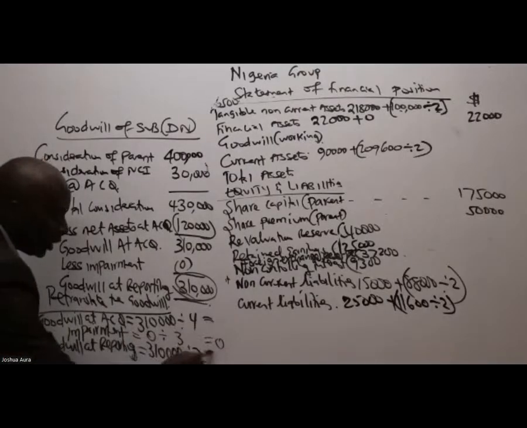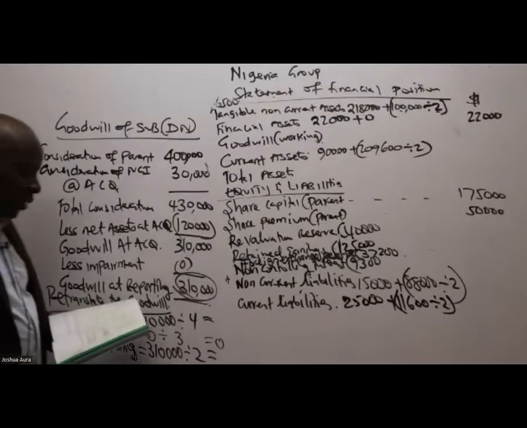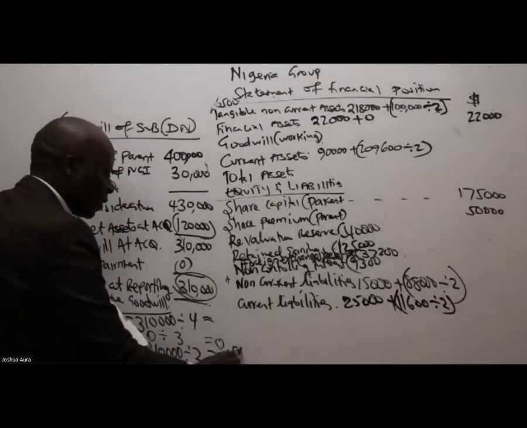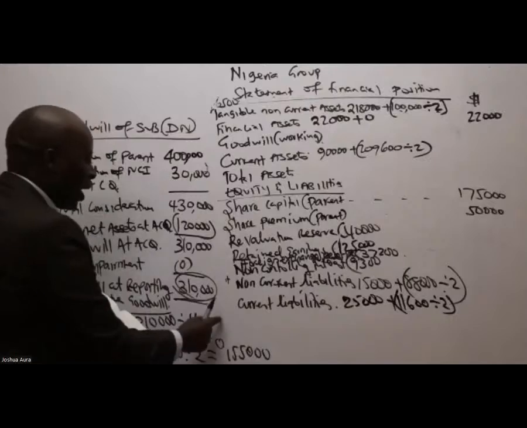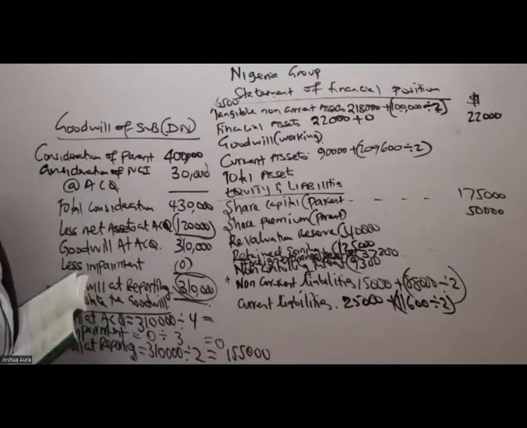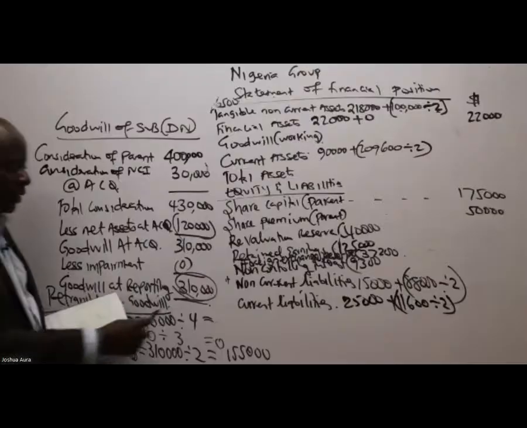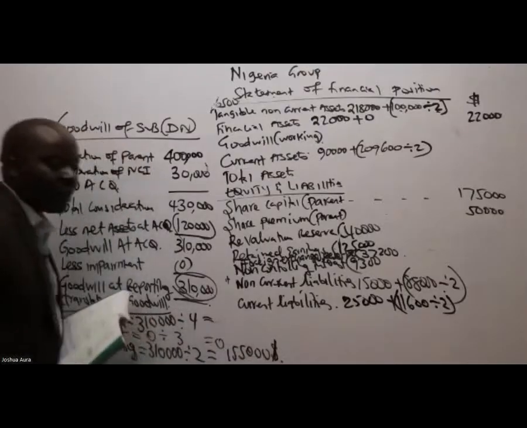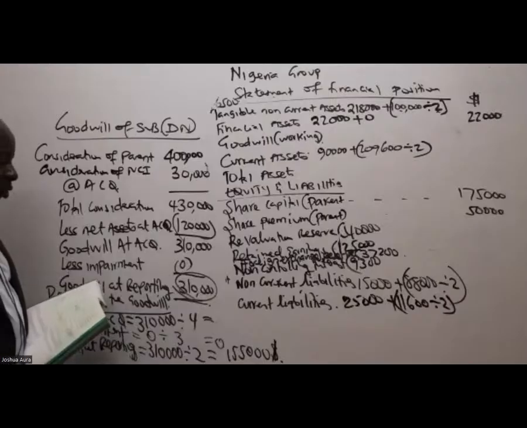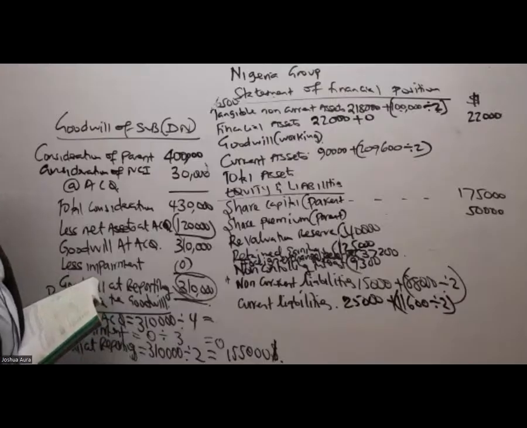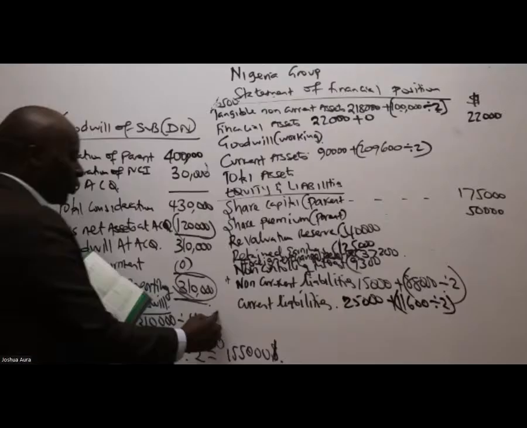Could you kindly give me these figures? I know this one here will be $155,000. How about this? 310,000 divided by 4. These are dollars, remember now, we are retranslating them. So 310,000 divided by 4 gives me $77,500.